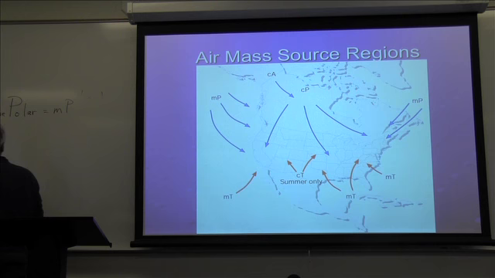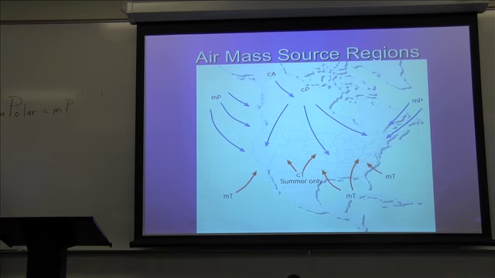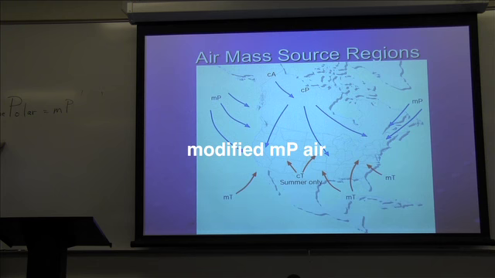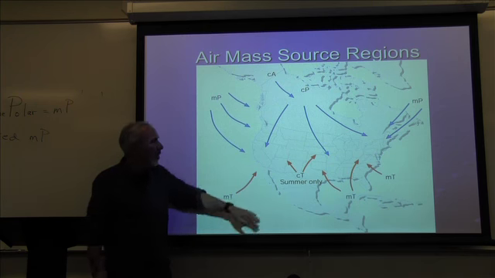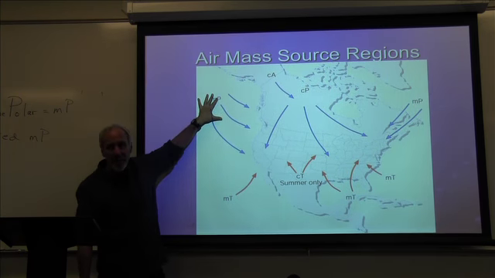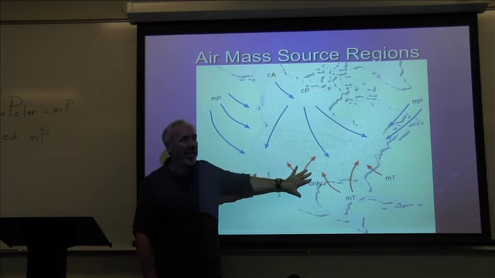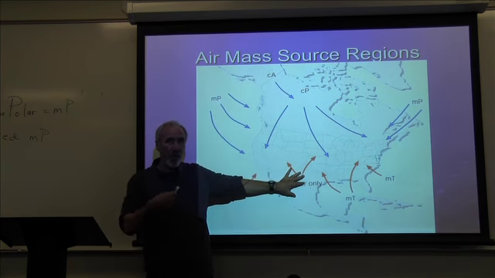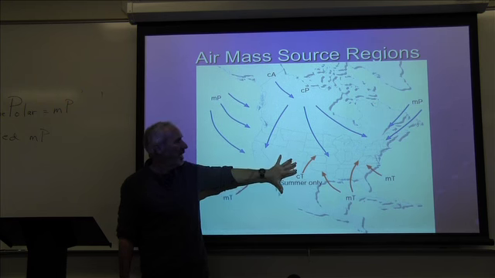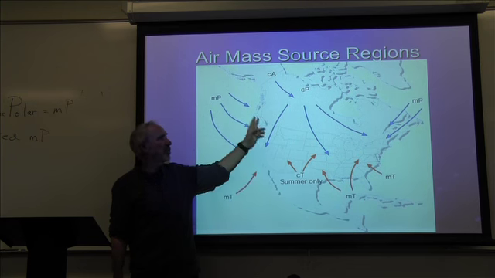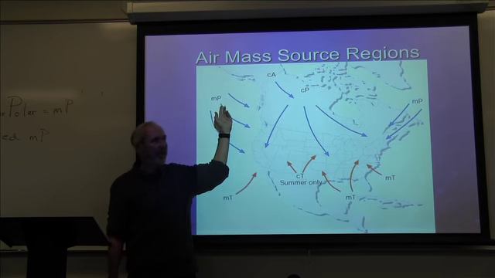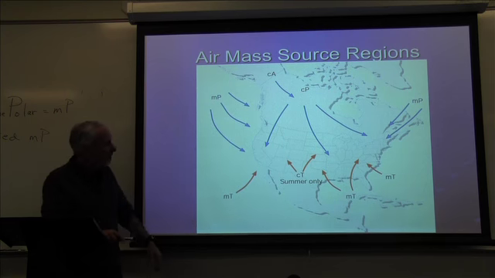So we can also have what we call modified MP air. And we get a lot of that. As a matter of fact, we've had modified MP air over us for quite a while now. Even though it started off as MP air, came over land, it starts drying out and warming up. That's what happens to it. It's still what we would call modified maritime polar air because we're really concerned with where it came from. All right, that's maritime polar.